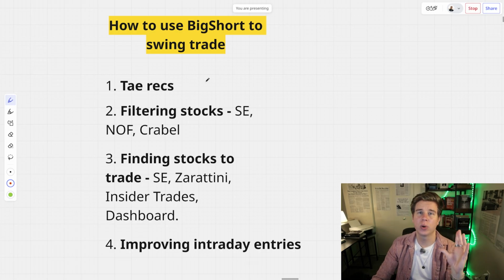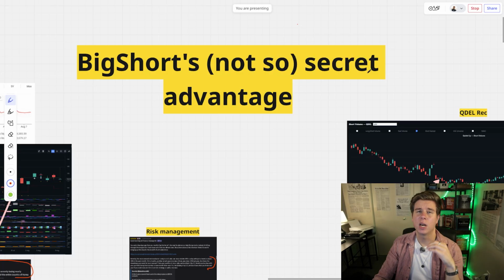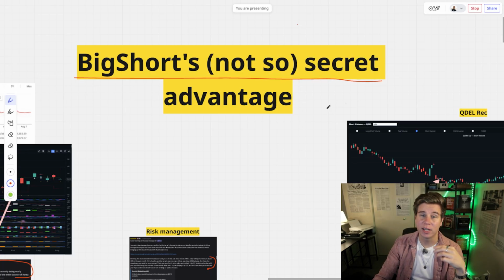And we're going to go through each one by one with some examples, starting out with number 1, which is Tae Recs. Now, Tae Recs is what I call BigShort's not so secret advantage, because some people literally all they trade is just Tae Recs and sometimes Honey Badger days, and that is it. And they make huge returns every single year, market beating returns, 30%, 50%, 100% plus, just trading Tae Recs.